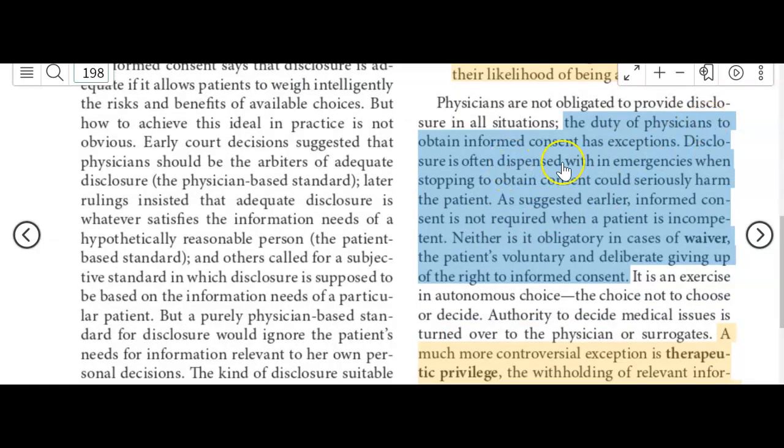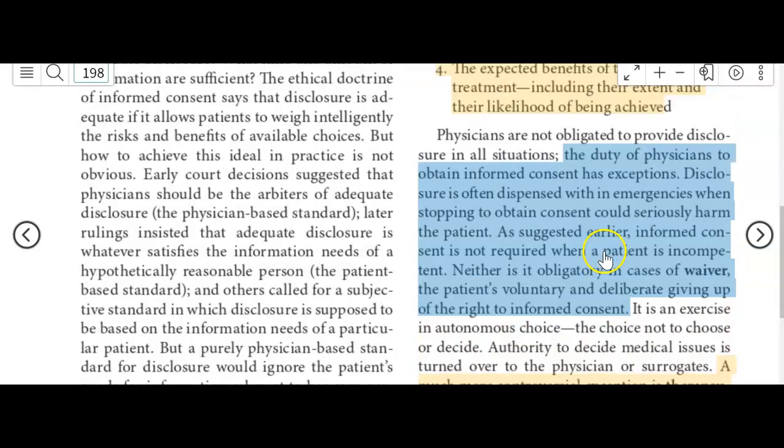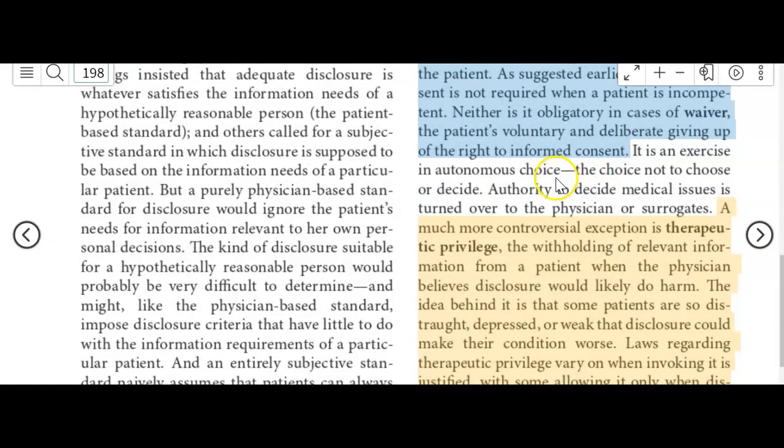The duty of physicians to get informed consent has exceptions. For example, emergencies. Like someone's just been brought into the emergency room and they're at risk of dying. If they stop to try to explain everything to the patient, the delay would cause too much harm. So those would be moments of exception. Also in the case of a waiver, so the patient voluntarily and deliberately gave up their right to informed choice. Okay, so you're going to be reading more about that.